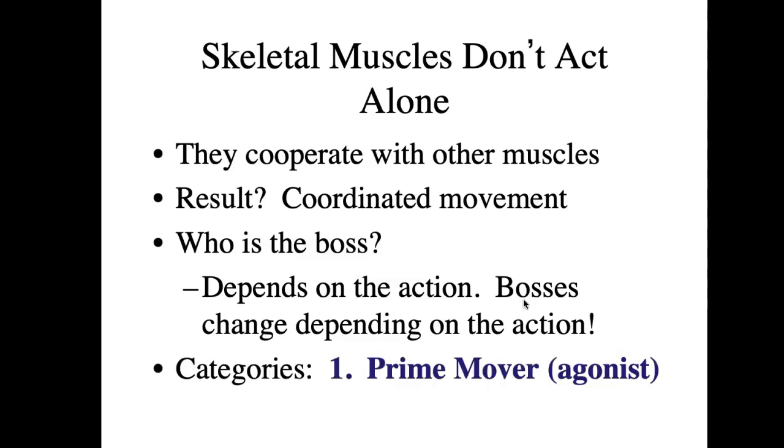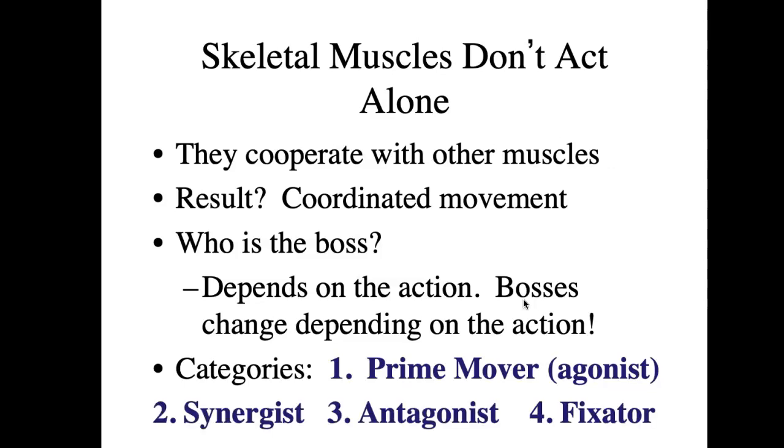Okay, so I'm going to talk about those categories then. The first category is the prime mover, or the agonist. The second is the synergist, the helper. The third one's the antagonist. It's the one that does the exact opposite movement. If one is to flex the arm, the other one is going to extend it. And the last one, 4, is a fixator. It's kind of an anchor so that, again, you don't have spastic movements, but it's going to anchor it so that you have fluid movements and you can dance.